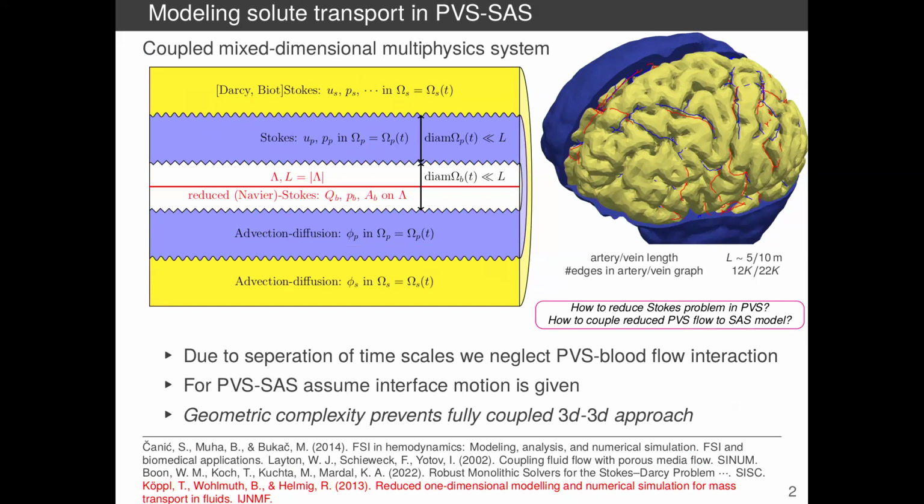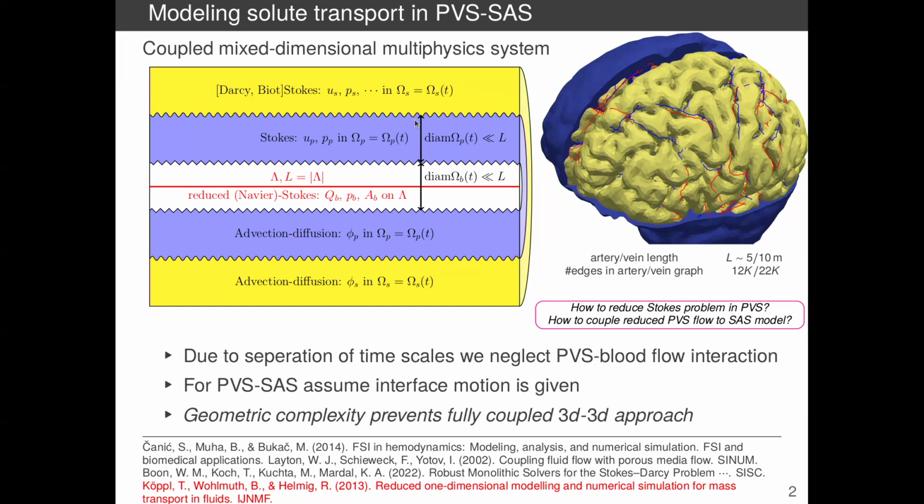First of all, we will forget about the blood flow, where let's say the main argument is that the pulsations that heartbeat introduces are on a much shorter time scale than we are interested in here. So that would be order of like seconds versus days. And then we will also, for simplicity, assume that somebody already gives us the deformation of these inner and outer wall of the PVS space.